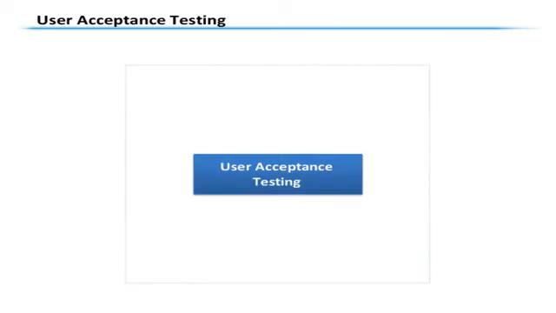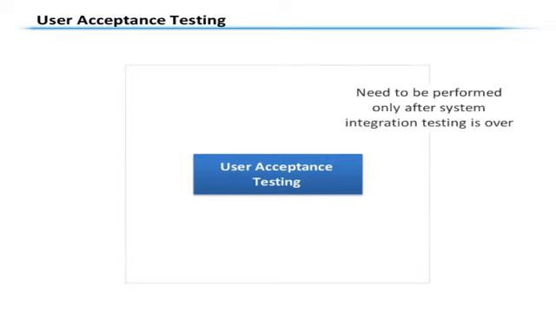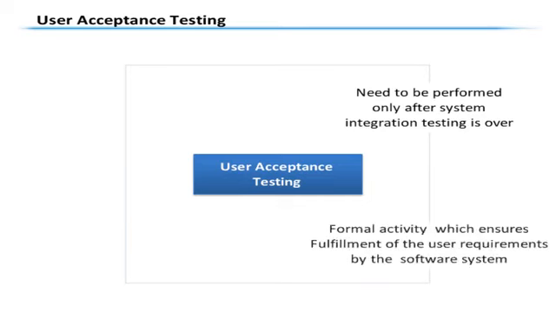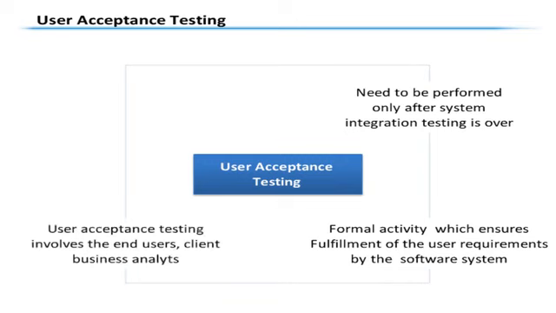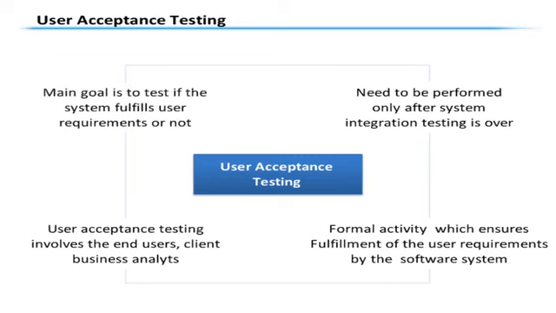User acceptance testing. This is a type of functional testing. It is conducted only if the software has passed through the system and integration phases of testing. Depending on project requirements, the client may also be involved in this type of testing. User acceptance testing involves the end users and client business analysts. So, we can say that user acceptance testing is a formal activity, which ensures user requirements are fulfilled by the software system.